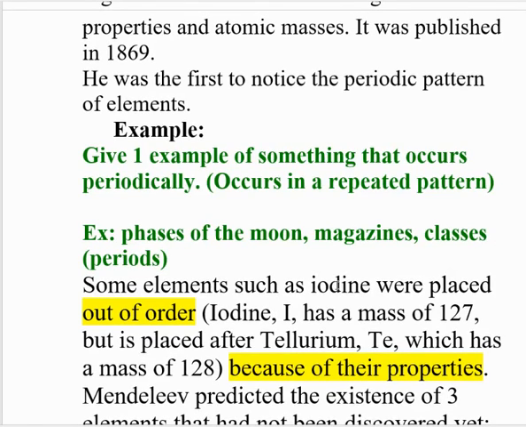Some elements, such as iodine, were placed out of order. So he put iodine after tellurium because iodine had the same properties as the other halogens. He did this because of its properties. He didn't necessarily put them in order by their mass only, but he was grouping the elements by their properties. Since iodine was very reactive, like the other halogens, he put it in what we now know as group 17, the halogen group.